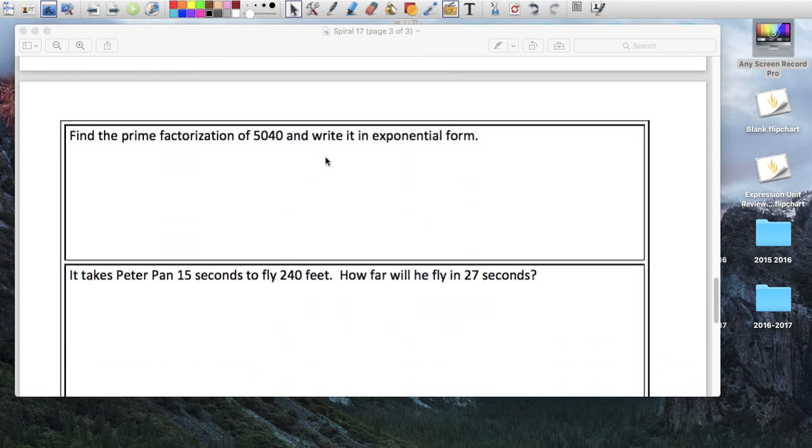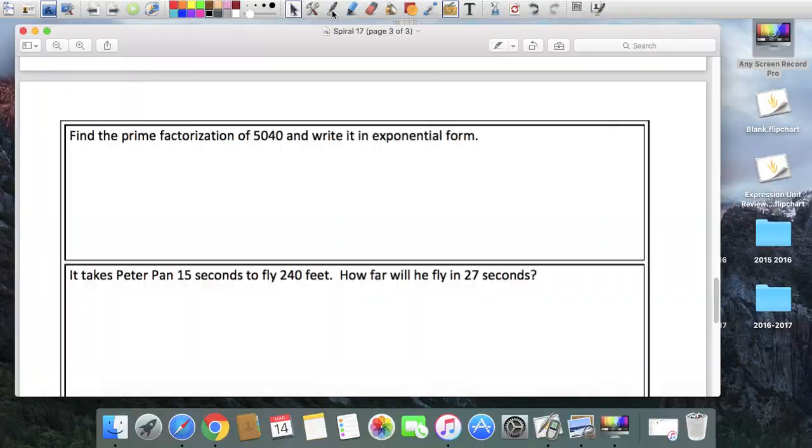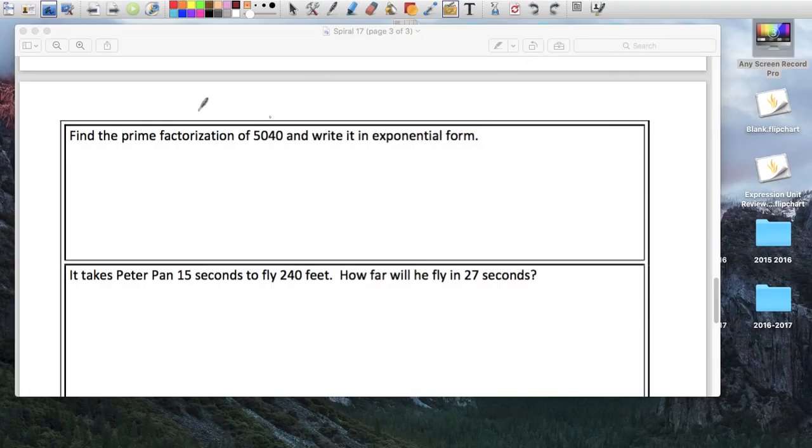Write the prime factorization of 5,040. Wow. Excellent number, Mr. Cho. So 5,040. Yikes. I'm going to choose 2 numbers. Let's choose 504 and 10. 10 becomes 2 and 5. Circle, circle. They're both prime.